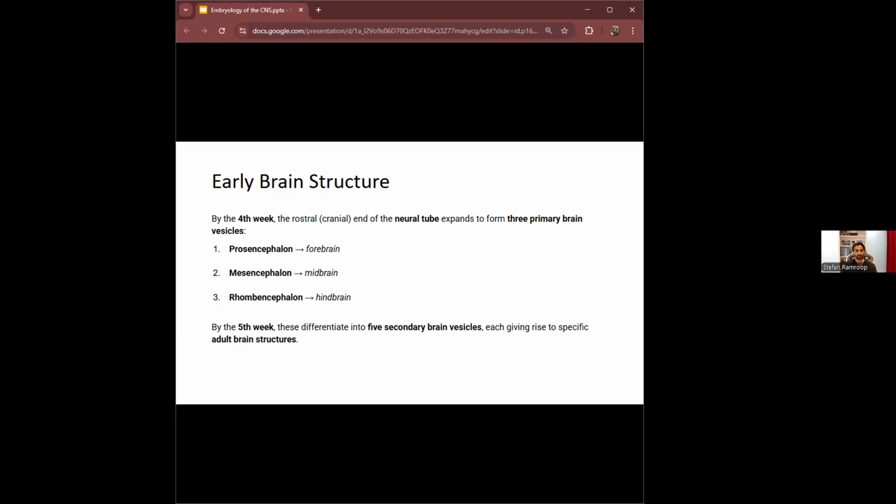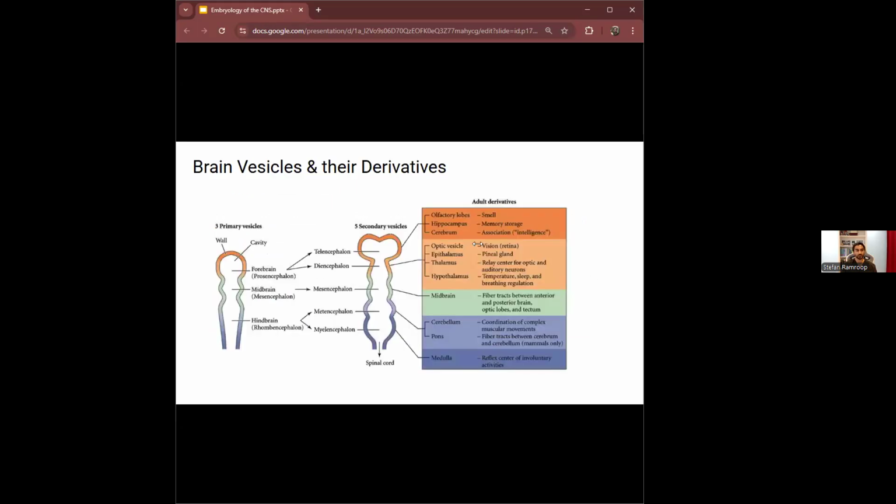And finally, your rhombencephalon, or your hindbrain. Each of these will further subdivide as the brain becomes more complex as it continues to develop. Around week 5, these 3 vesicles will differentiate into 5 secondary vesicles, which will give rise to your major adult brain structures. So this diagram here shows a pretty good representation of it. You can see the transformation we just discussed, which is your primary brain vesicles going to your secondary brain vesicles, and then finally your adult brain derivatives.